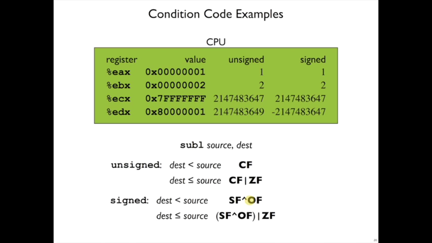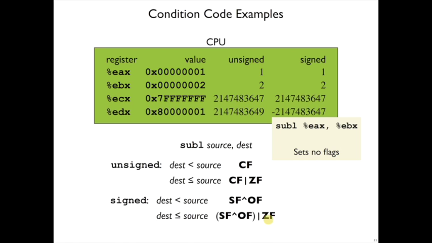And the reason it's this kind of exclusive OR is dest might be negative and source might be positive, or vice versa, or they might both be positive and might both be negative. So this XOR covers all of those cases. If we want to look for less than or equal to, then you just check for the ZF flag in addition.